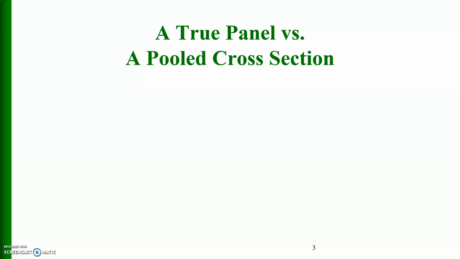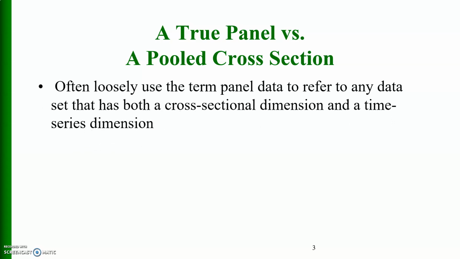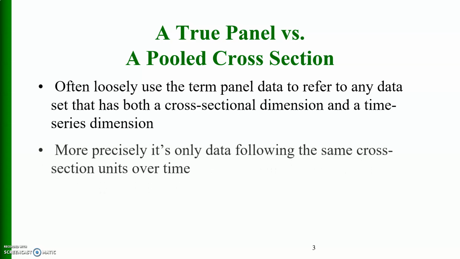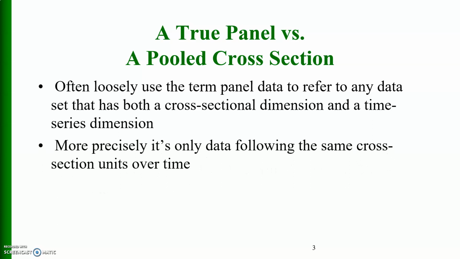Let me differentiate between a panel and pooled data. In simple words, the term panel data refers to any data set that has both the elements of cross section and a time series. That is, any data set that has both a cross sectional dimension as well as a time series dimension. However, in precise terms, panel data refers to the data which follow the same cross section units over time. Otherwise, we call it a pooled cross section or pooled data.